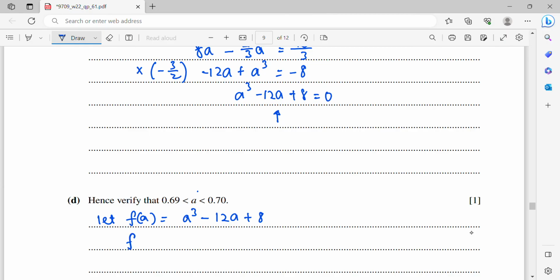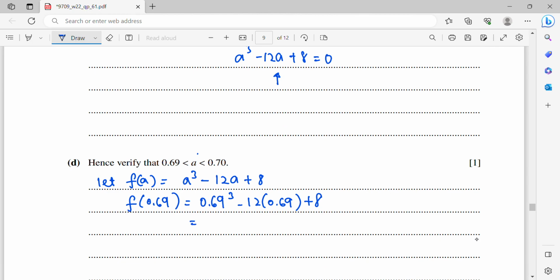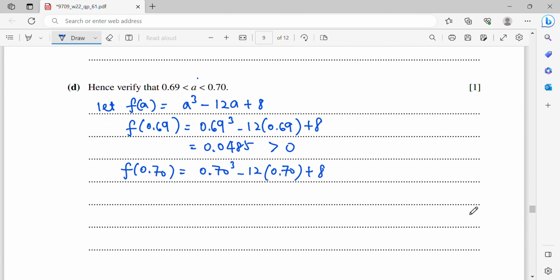So now f(0.69) will be 0.69 cubed minus 12 times 0.69, then plus 8. So the value here is 0.0485, which is greater than 0. Next, f(0.70) will be 0.70 cubed minus 12 of 0.70 plus 8. And from here, I'm getting negative 0.057, which is less than 0.